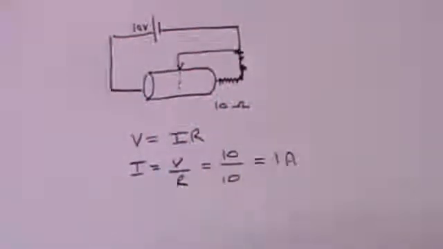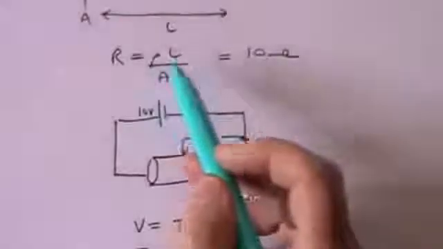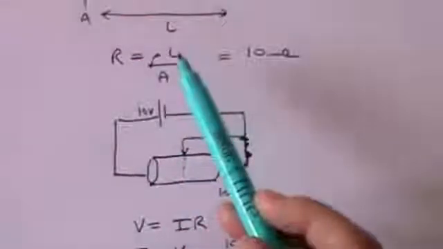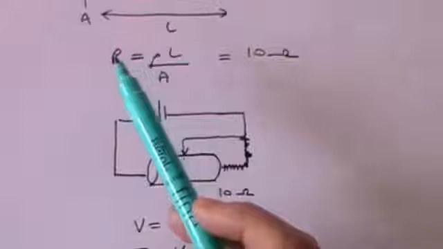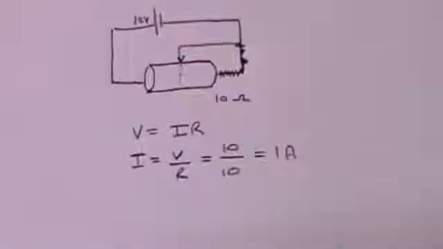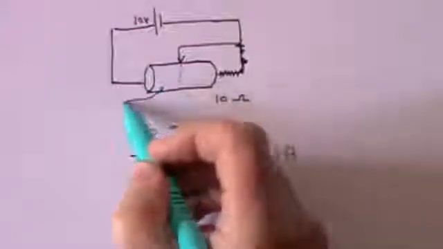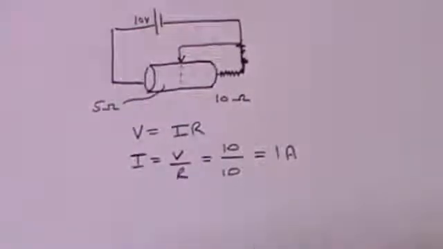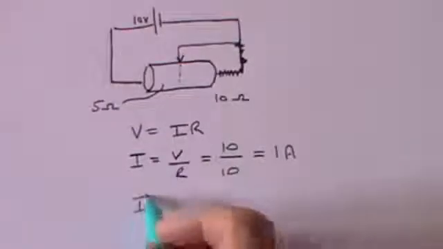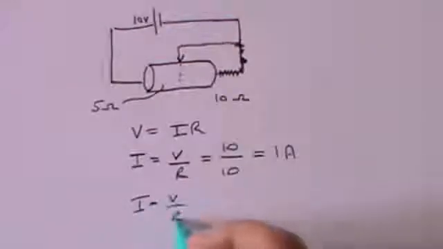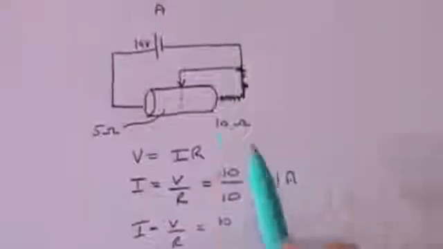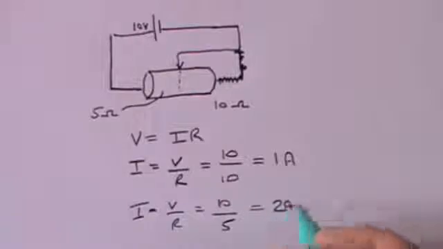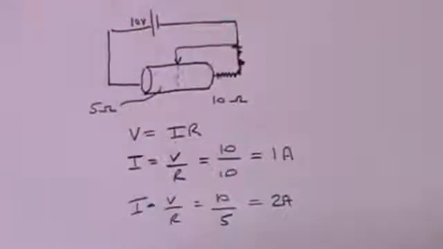By how much? Well, we know that the resistance is ρL over A. ρ hasn't changed and the cross-sectional area hasn't changed, but the length has halved. So if the length has halved, then the resistance has also halved. And so the effective resistance of this half here is 5 ohms, because the whole length was 10 ohms. So if I now want to know what the current is, again it's V over R. The voltage hasn't changed, it's still 10 volts, but the resistance is now 5 ohms, and so we get 2 amps flowing in the current.